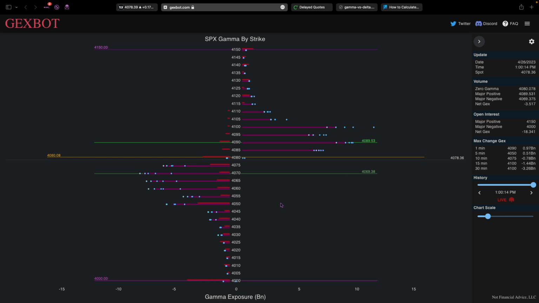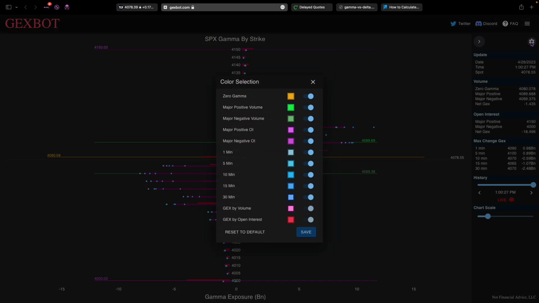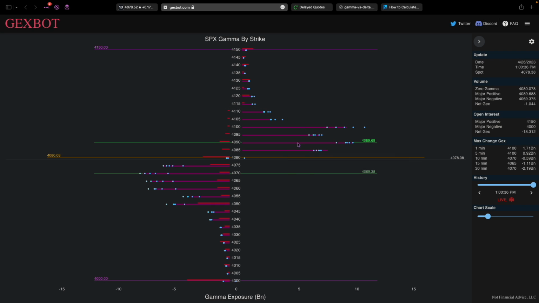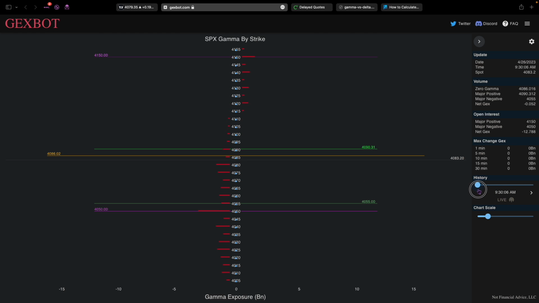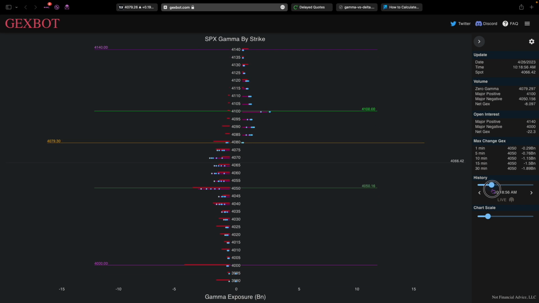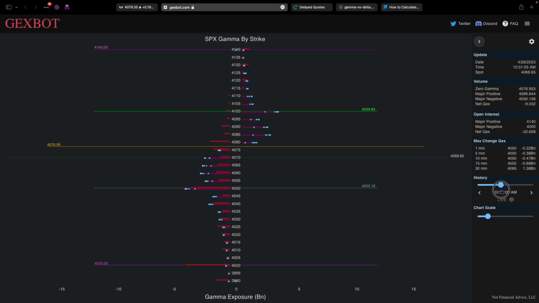The next thing I want to get to is, I think, underutilized and one of the most interesting and important features of GEXBOT, and it's these dots here. Let me pull up this little color thingy here. You can see it's different shades of blue, and you can change those colors, obviously: 1 minute, 5 minutes, 10 minutes, 15 minutes, 30 minutes. It tells you whether this bar has been diminishing or increasing over the last few minutes. So it essentially performs the same function as this history slider that lets you see how gamma exposure changed over the course of the day, which is really cool, by the way. I'm just going to slide it slowly so you guys can take a look.